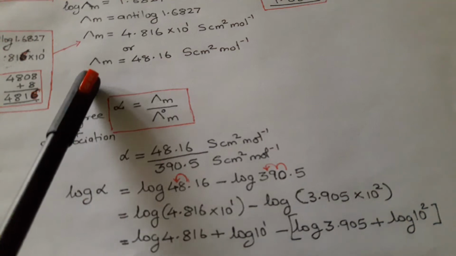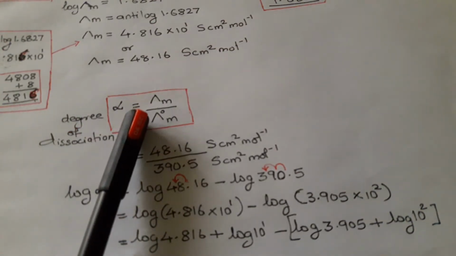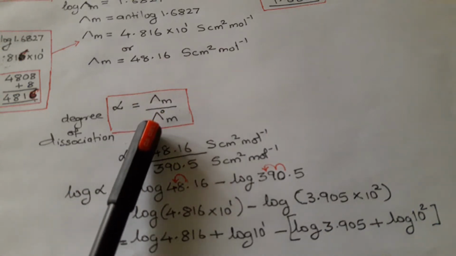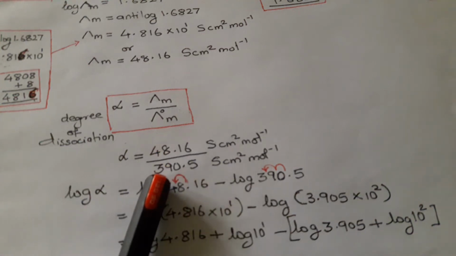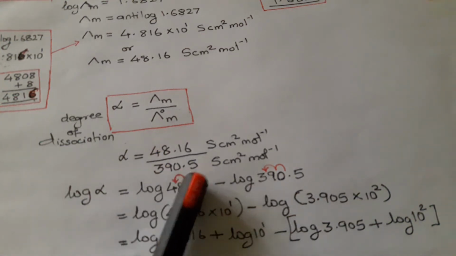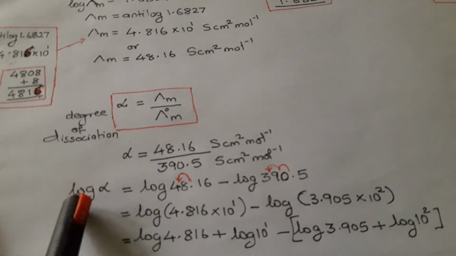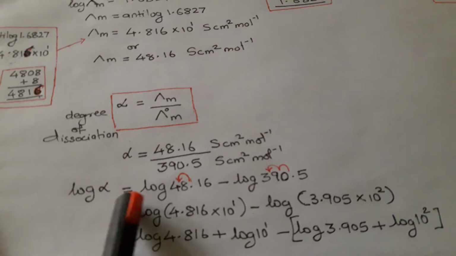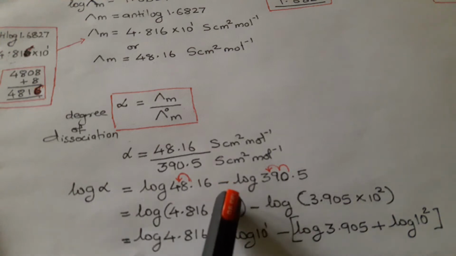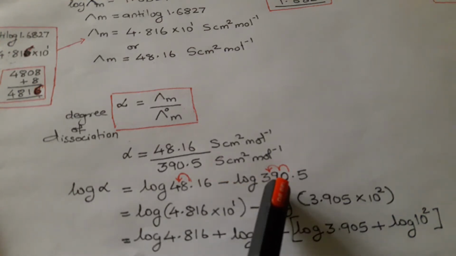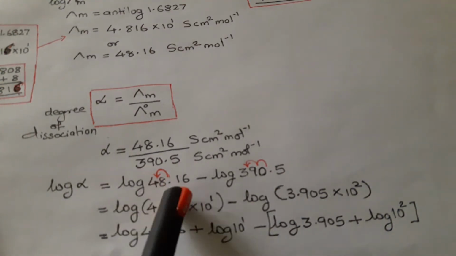Using the value of lambda m, we will calculate alpha, that is degree of dissociation. It is alpha is equal to lambda m upon lambda m0. Now we have the value of lambda m, and lambda m0 is already given in the numerical. Using log, we write log alpha is equal to log of 48.16. Now here it is division, so minus log 390.5.